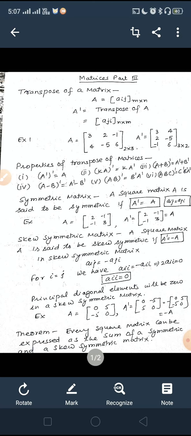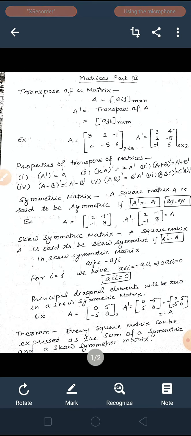Here A is equal to [Aij] of order m cross n. This is a matrix of order m cross n. If we take the transpose of this matrix, then we change rows to columns and vice versa, columns to rows.